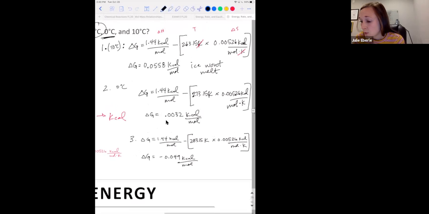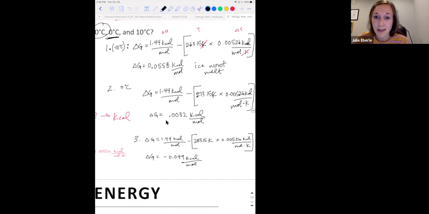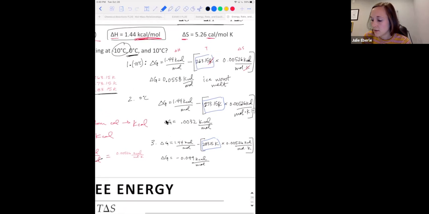So we just did this with 3 temperatures, and this seemed like a lot of work, and it was. But what we saw is as temperature increased from 263 to 273 to 283 Kelvin, as we kept raising the temperature, eventually we got a negative delta G. And what this means is here the ice will melt.